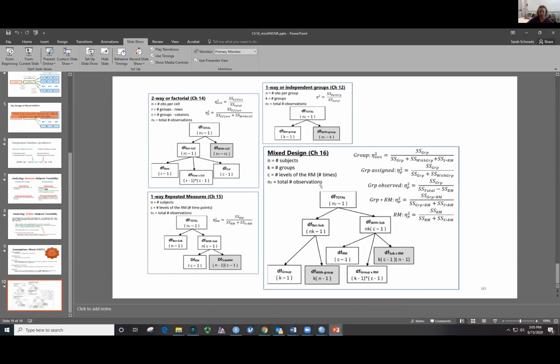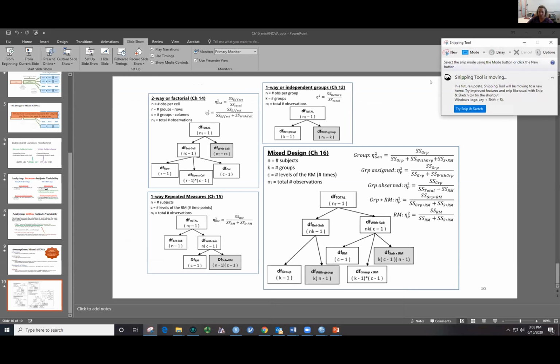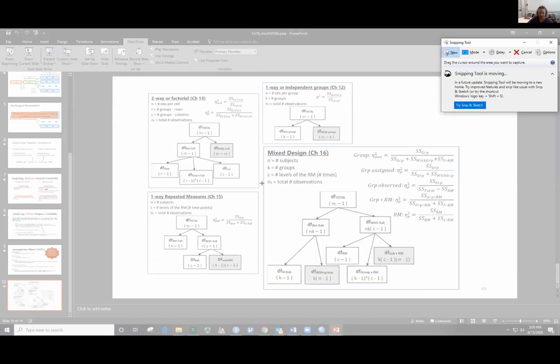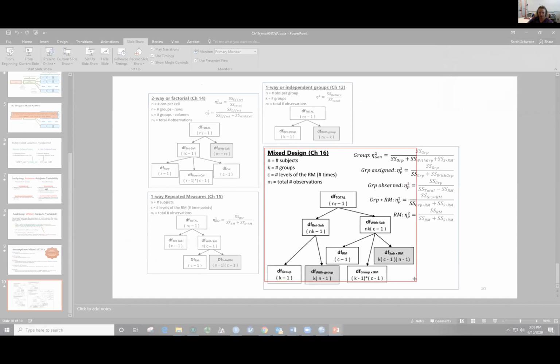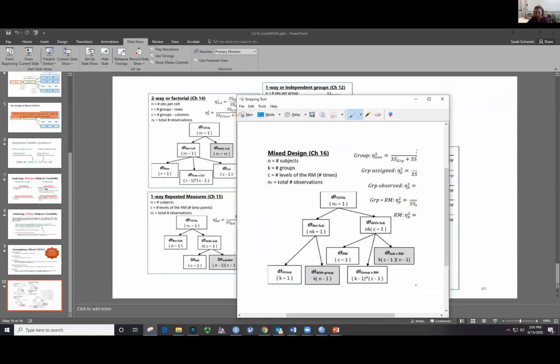Where's our degrees of freedom tree? Here we go. I'm going to snip a copy of this out. Okay. Oh, I can't type on there. Okay, let's see. What's our number of subjects? But we have 6 subjects per group, and we have 2 levels.